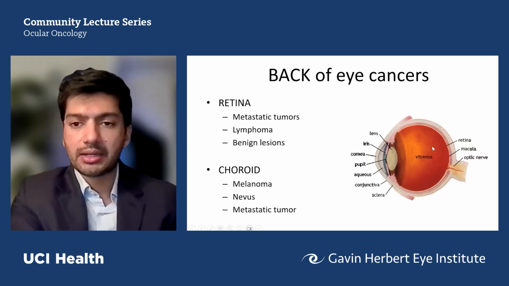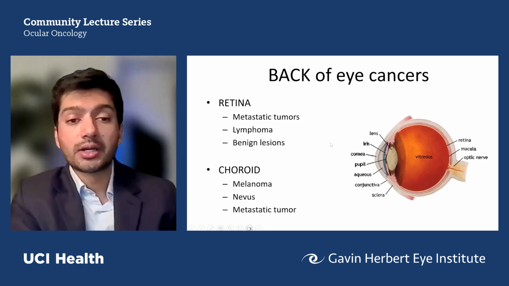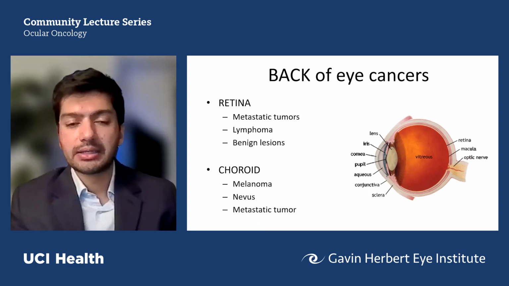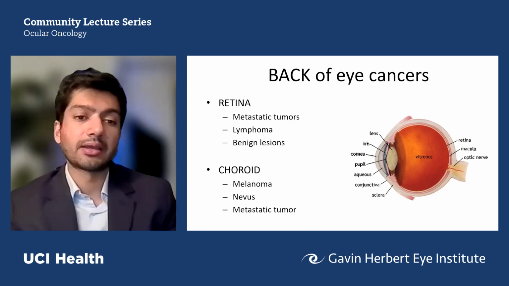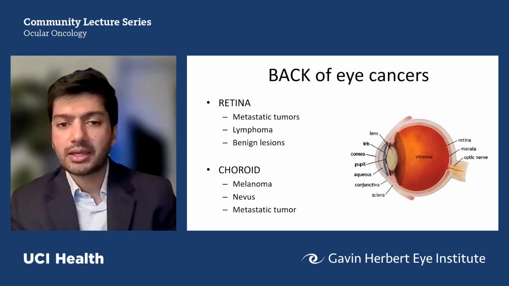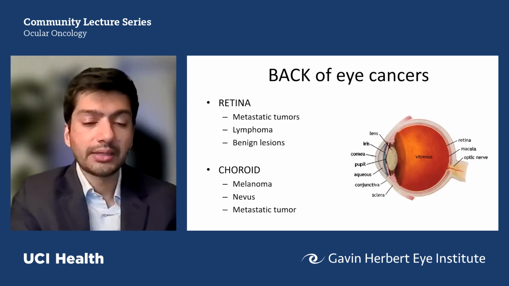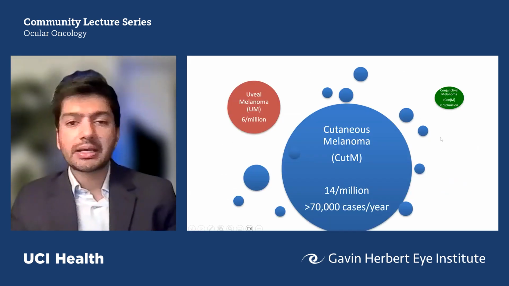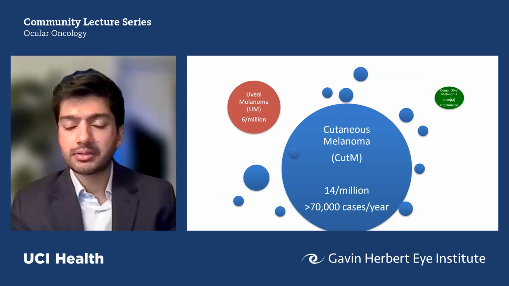So if you see in the schematic here, it's pointing to the retina. The layer right underneath the retina is called the choroid. That's where it has melanocytes, which are the melanin-containing cells that are similar to the cells on our skin, and they can cause a melanoma in the back of the eye, just like there can be a melanoma on the skin. And then a metastatic tumor can also spread to the choroid. So this is a nice schematic that puts things into perspective in terms of the numbers.